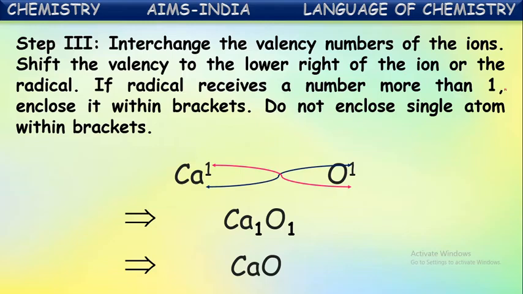After eliminating, we ignore the positive and negative symbols in their charges. And in the third step, we interchange the numbers remaining in their valencies. If any radical gets a number more than 1, that radical is kept inside brackets. And if the number is 1, we need not mention it in the formula. So finally, the formula of calcium oxide is obtained as CaO. Let us see one more example.